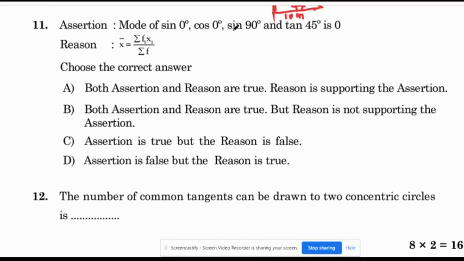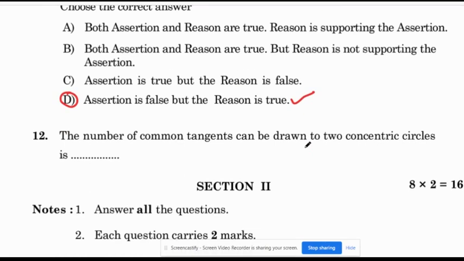11th one, assertion. Mode of sin 0, cos 0, sin 90, tan 45 is 0. We know the value of sin 0 is 0, cos 0 is 1, sin 90 is 1, tan 45 is 1. So the mode of this, mode means most repeated value. Here 1 is repeated many times, so the mode is 1. But in the given assertion, it is given as mode is 0, which is a false statement. Reason: x bar is equal to sigma fi xi by sigma fi. It is true. So the correct option is: assertion is false and reason is true.